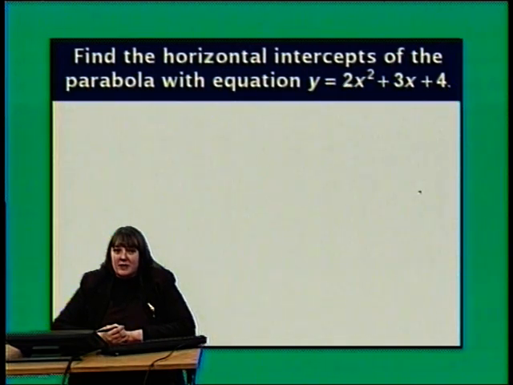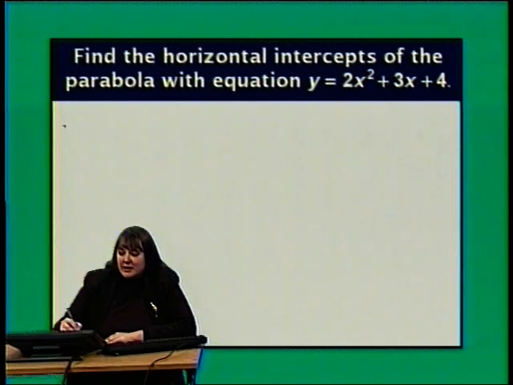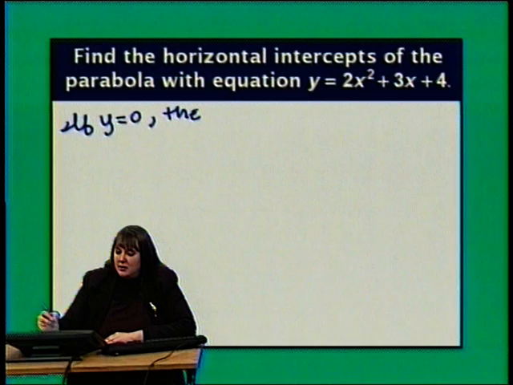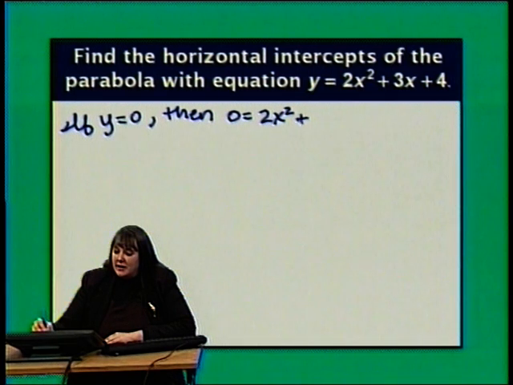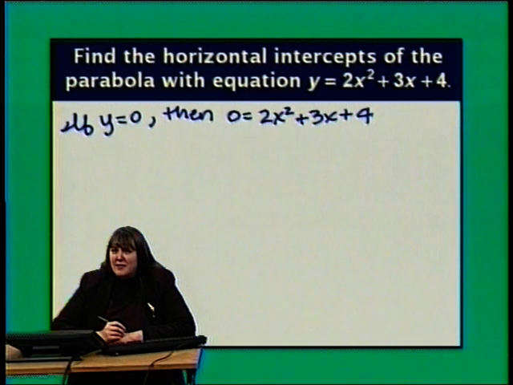Now let's find the horizontal intercepts of the parabola with equation y equals 2x squared plus 3x plus 4. So again, I need to let y equal 0. So if y equals 0, then we have 0 equals 2x squared plus 3x plus 4. Thinking about this one, I know I'm not going to be able to factor the right-hand side. I'm looking for two integers that multiply to give me 2 times 4, which is 8, and add to give me 3. There aren't any two integers that multiply to give me 8, but add to give me 3. So I have to use the quadratic formula here.